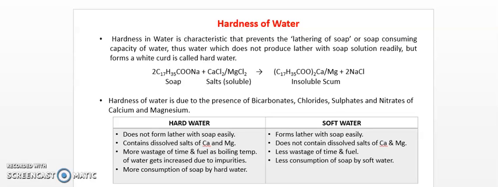Now, hardness of water. Hardness in water is the characteristic that prevents lathering of soap. The soap consuming capacity of water is known as hardness of water. Water which does not produce lather with soap solution readily, but forms a white curd-like precipitate, is known as hard water.